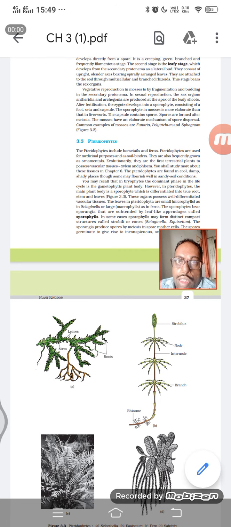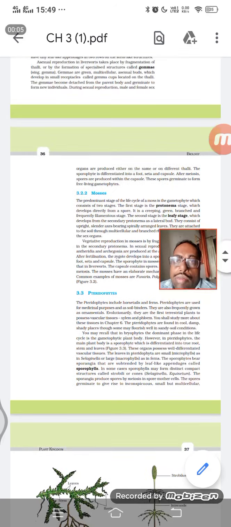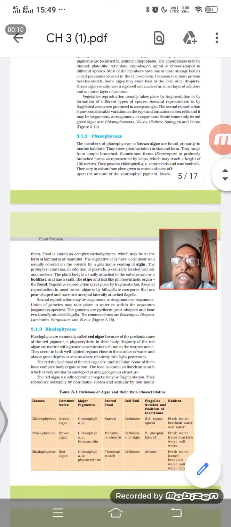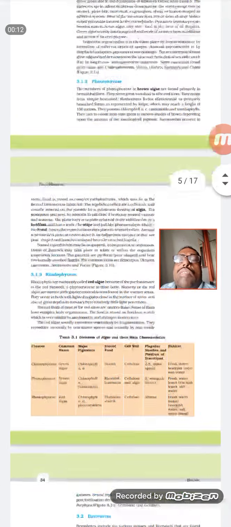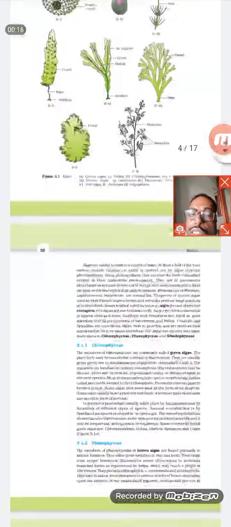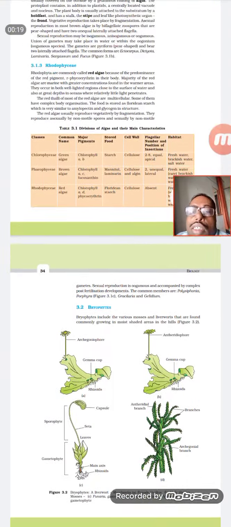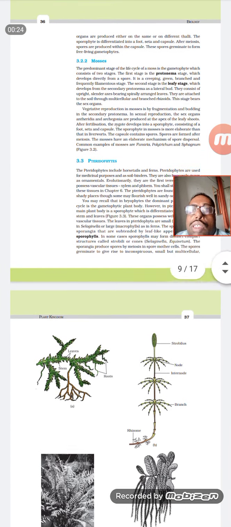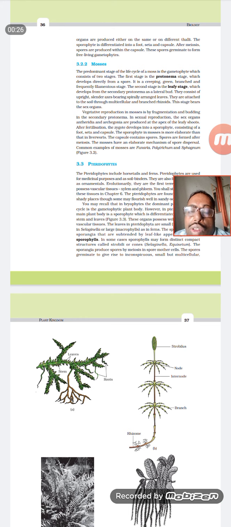To the third one in the plant kingdom. If we go from the beginning, first was the algae, second was bryophyta, third was pteridophyta. And if you see how they are arranged, they are clearly showing an evolutionary point of view in terms of science.